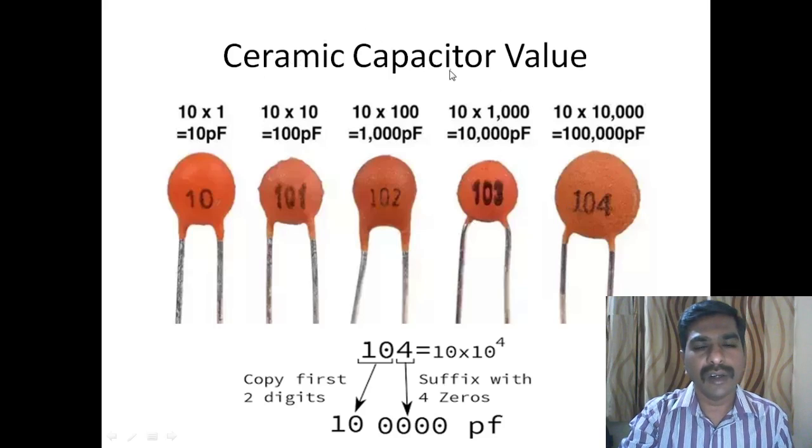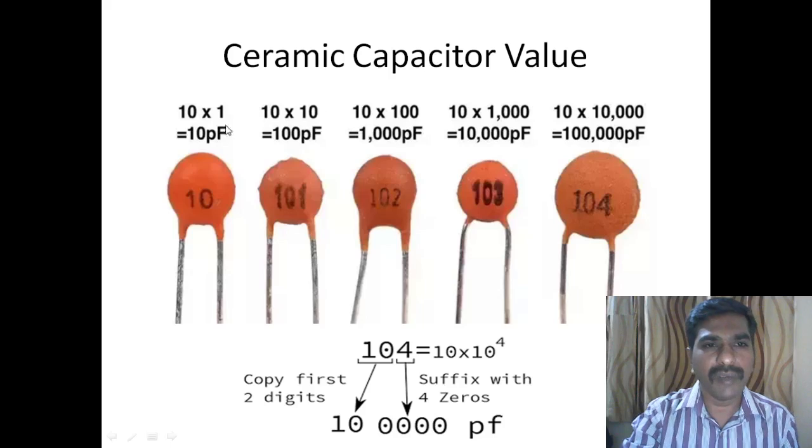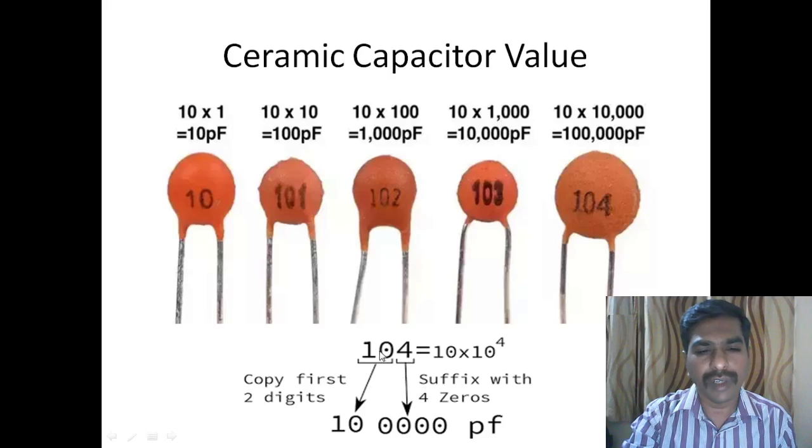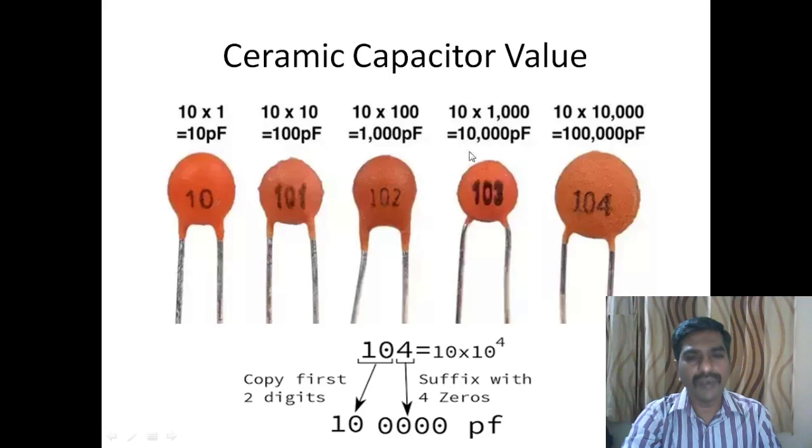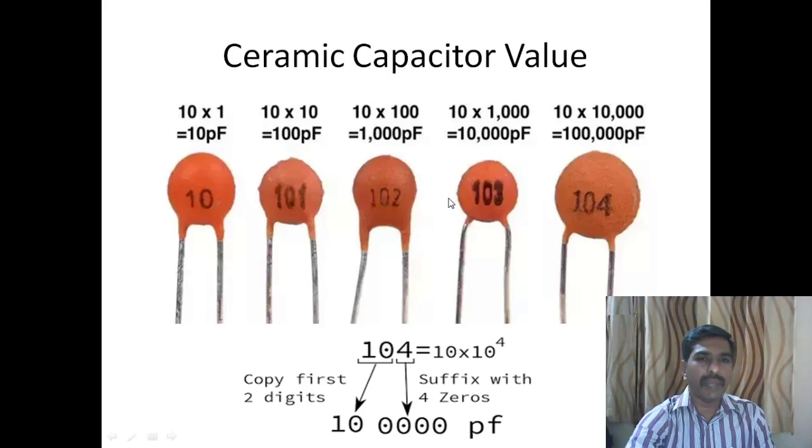And here is the calculation for the value of a ceramic capacitor. If it's a 10 with no third digit, meaning 10 to the power of 0, that means 1, and the unit is picofarad. Here 101 means 10 times 10 to the power of 1. In the case of 104, it is 10 times 10 to the power of 4, which means 4 zeros, in picofarad. This is the way of calculating the ceramic capacitor value.